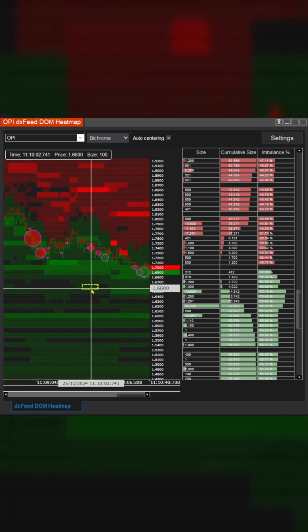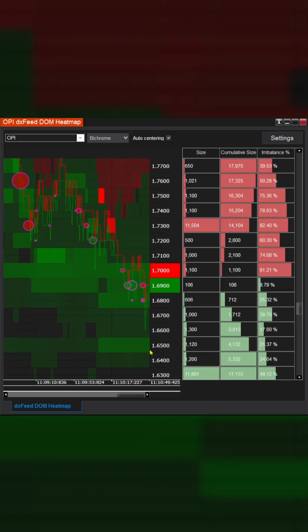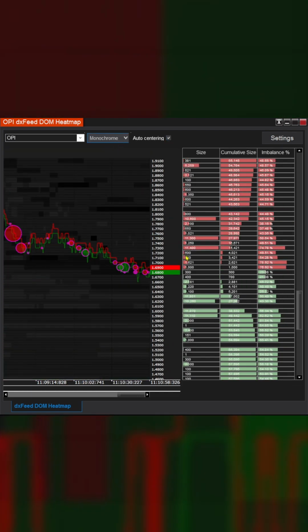The heat map visualizes market depth and historical order book changes. The use of colors simplifies complex data, making it more accessible and easier to interpret than traditional candlesticks. This enhanced visual clarity helps traders quickly understand the distribution of liquidity levels.